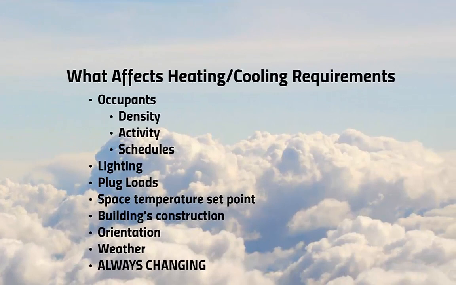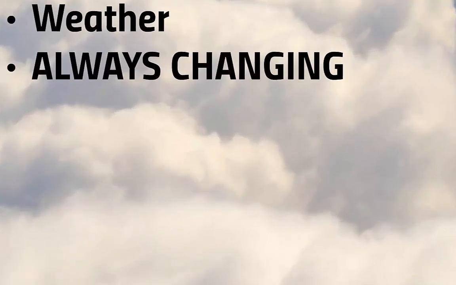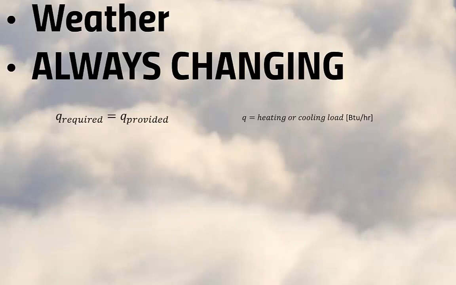The amount of heating or cooling a space needs is obviously going to fluctuate throughout the day and year. It is a function of occupant density, activity, and schedules, lighting, plug loads, the temperature set point you have for the space, the building's construction and orientation, and obviously the outdoor weather conditions. Since the heating and cooling requirements are always changing, we need to have an air system capable of varying the amount of heating or cooling they provide.